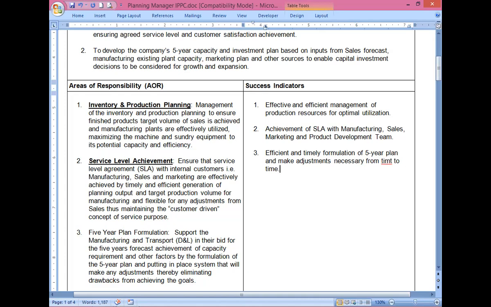We need an E for your time. Okay. Efficient and timely formulation of five-year plan and make adjustments necessary from time to time. Make it simple. Make it short. Right.